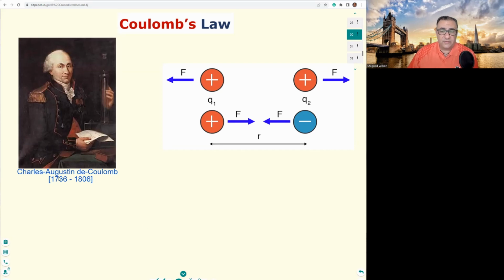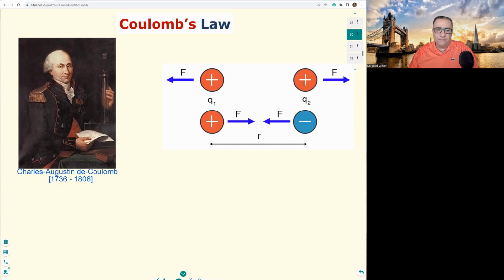So in 1785, the French scientist Charles-Augustin de Coulomb published the results of his series of experiments to investigate the relationship between the electrostatic force between two charged objects, the amount of the charge, and the separation between them. So let's say we have Q1 and Q2, two charged objects, right? It depends on the type of charges. You may see either a repulsive force or an attractive force.